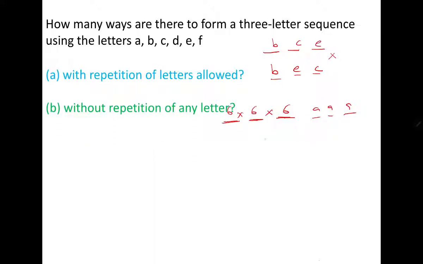Without repetition, so now something like ABA is not allowed. In case of without repetition, the first position, whichever you pick, doesn't matter. So the first position has 6 choices, the next one has 5 and the third one has 4. So in total, 6 cross 5 cross 4 possibilities are there.